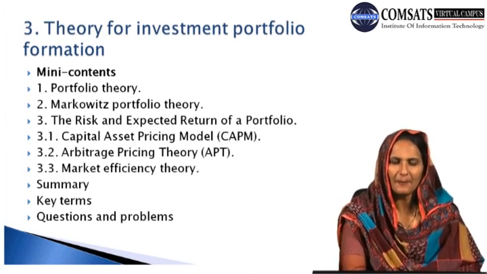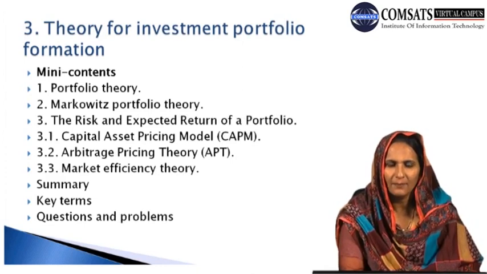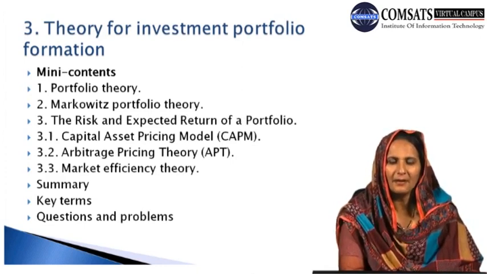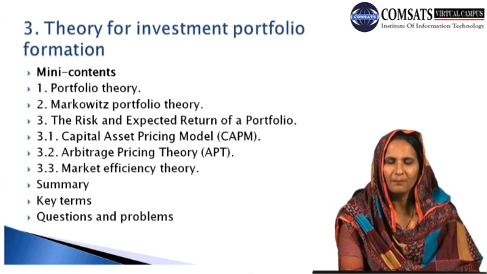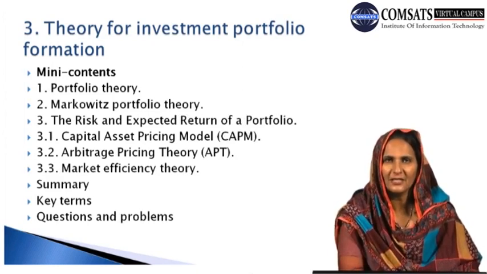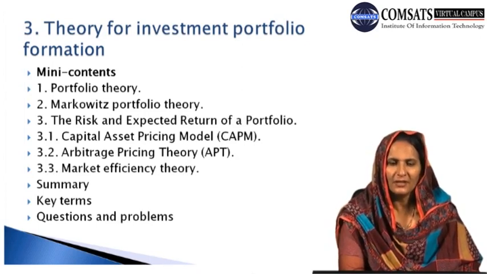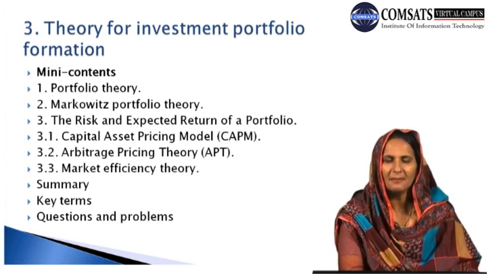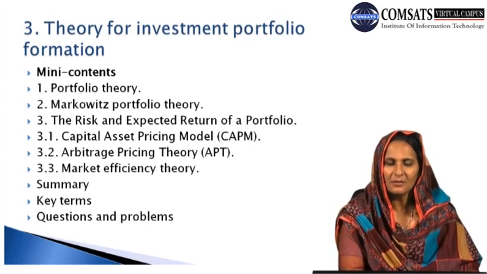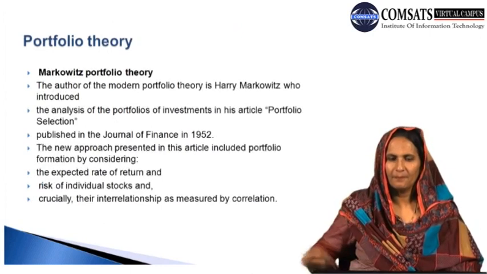The first one is the capital asset pricing model. What is the capital asset pricing model? Second is arbitrage pricing theory. And third important point of this risk and expected return of a portfolio is market efficiency theory. Then at the end of the third chapter we will discuss the summary of the chapter, key terms of the chapter, and questions and problems of the chapter.